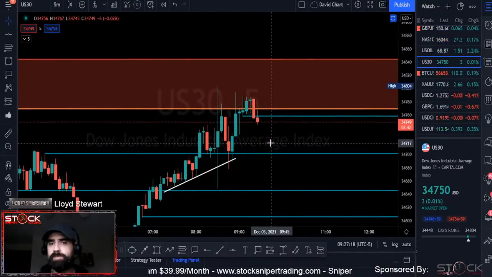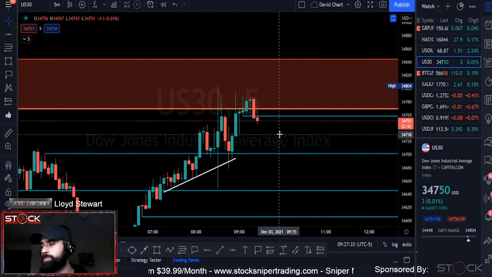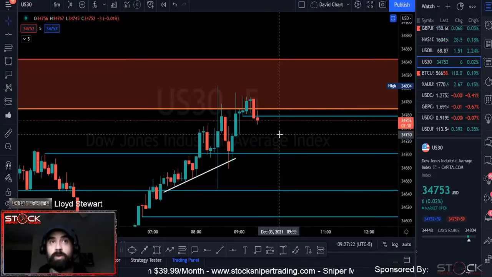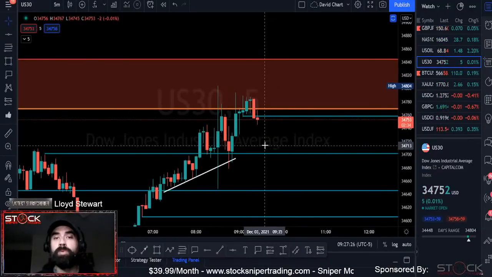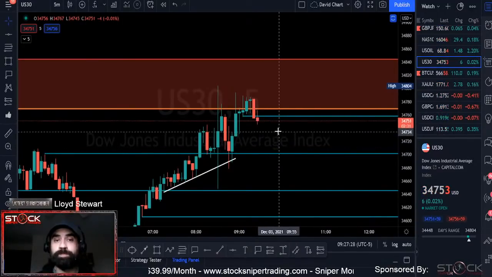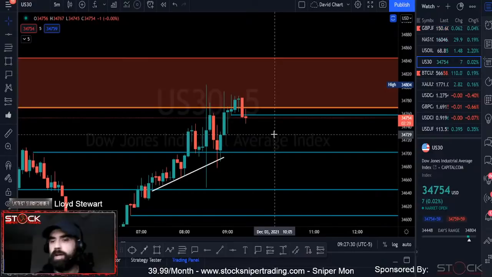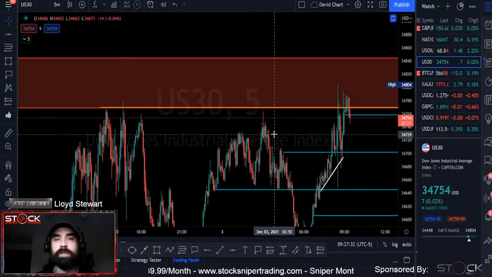US 30 starting to get some selling pressure here forming. But how far will it go? That's what we're talking about. How far will this thing drop? We have top wick and bottom wick on US 30. 927, this is perfect now. This is what I'm looking at.